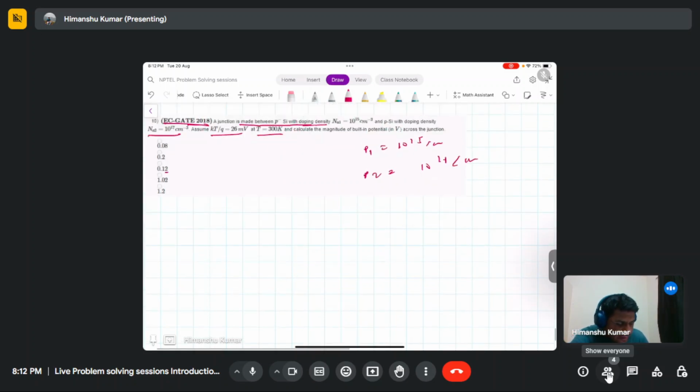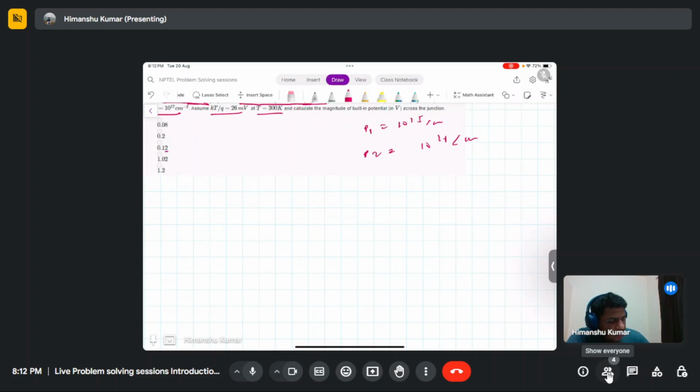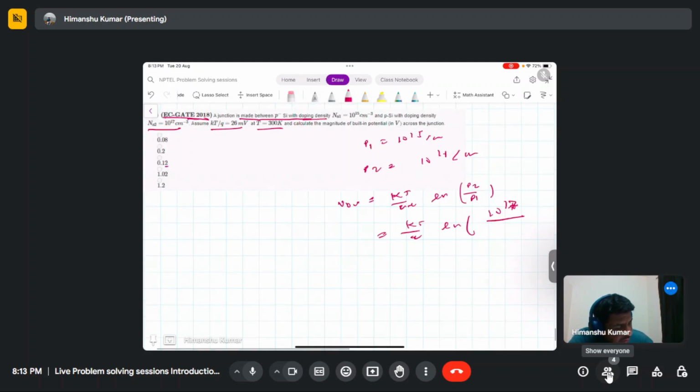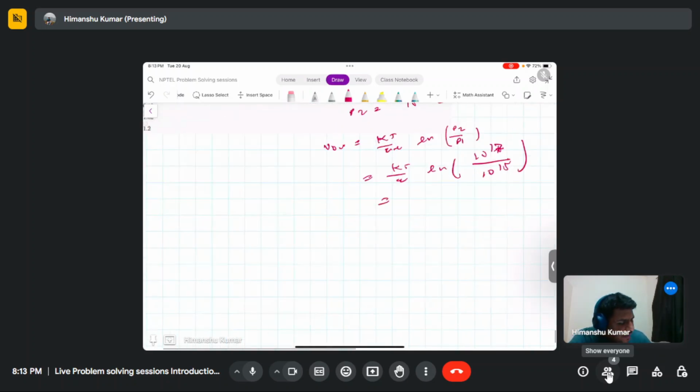If you want to calculate the built-in potential between 2 and 1, then Vbi equals kT by q ln P2 by P1. If you calculate kT by q ln of 10 to the power 17, no, this is 17, divided by 10 to the power 15, this becomes 10 to the power 2, and the 2 you can take out of the log, so this becomes 2 times kT by q ln 10.